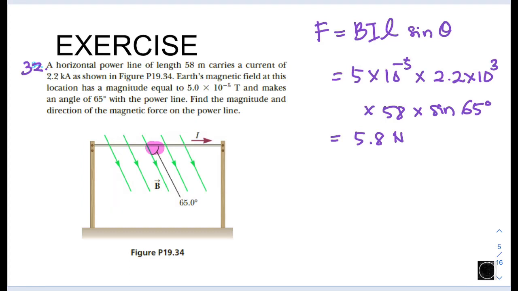Touch your screen. Right, so index finger is pointing to the direction of the current. The B is almost about downward, but having a slightly 65 degree from I, and your thumb is pointing into the screen or into the page. So the direction of F is into the page, or our screen, in this case here.